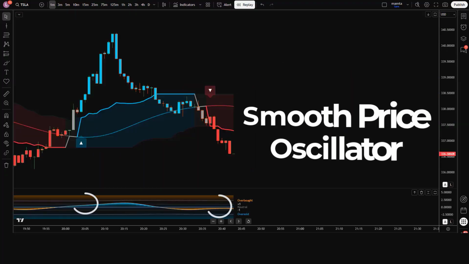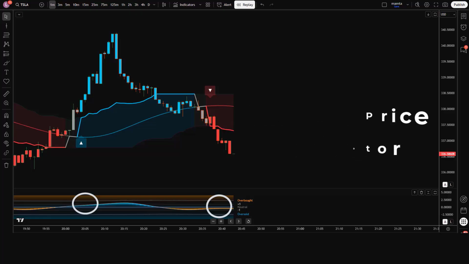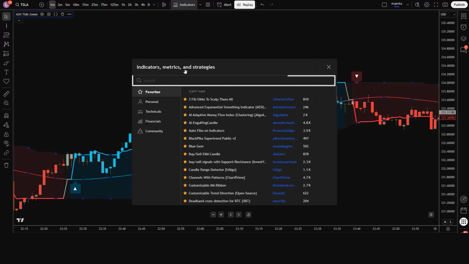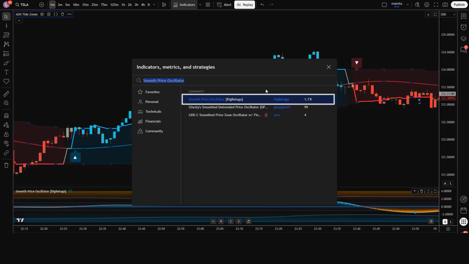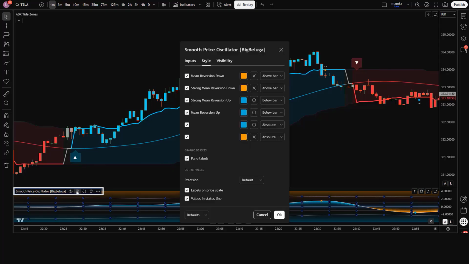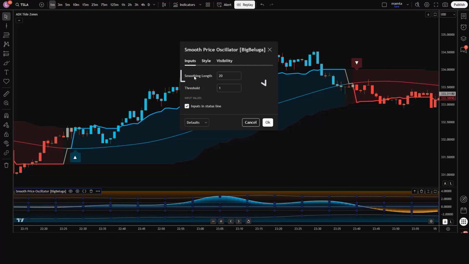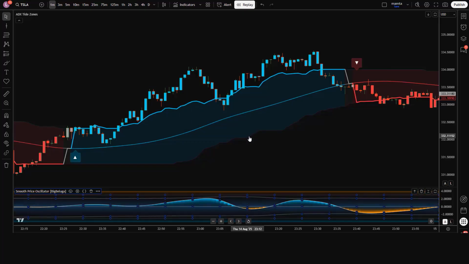The blue and yellow clover line indicator we see in the chart is called the smooth price oscillator indicator. Let us now understand the trading setup. We will search smooth price oscillator in the search box of TradingView. After that we have to click on the smooth price oscillator option, in which we have to change some settings. We need to hide these options. We have to change this smoothing length option from 20 to 9. We have to change this threshold option from 1 to 3. Now our setup is ready.